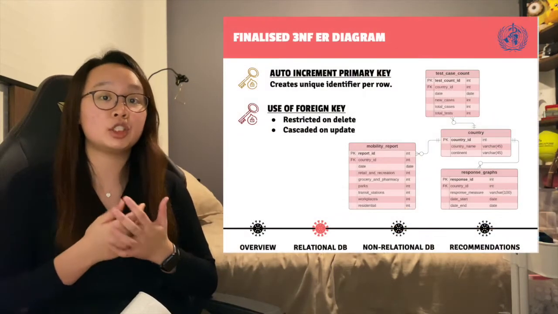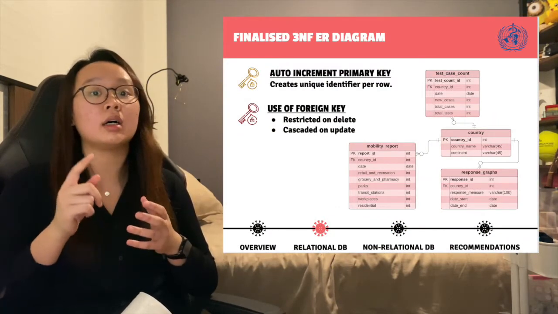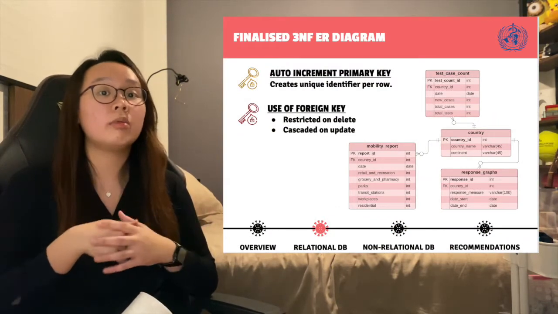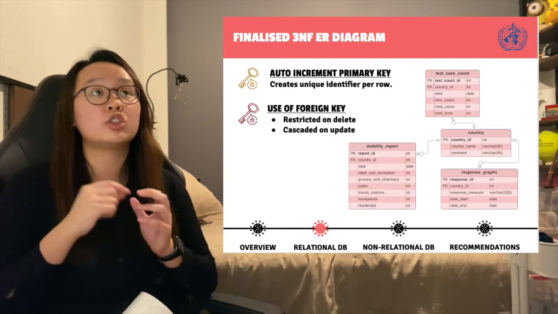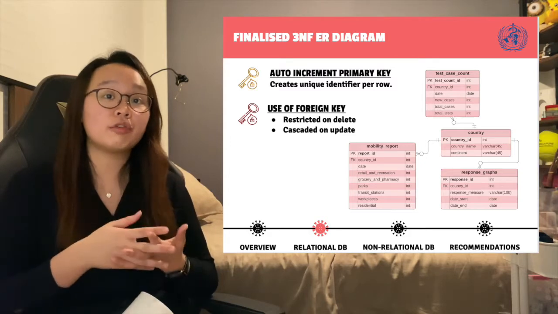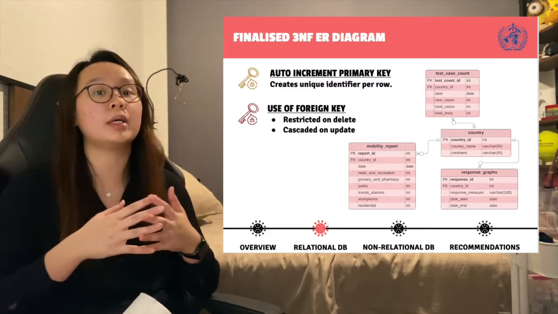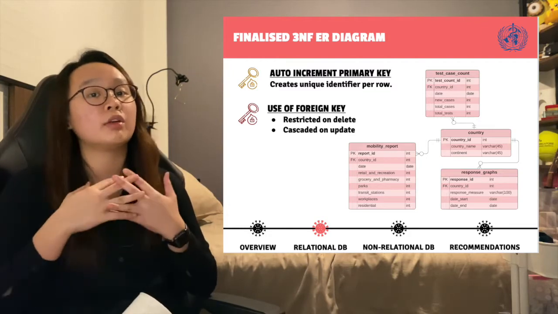Lastly, for relationships, a country record can have 0 to many records in the mobility report, while a mobility report record can only be traced to 1 and only 1 country. That is the same for the other 2 tables. After confirming that there were no transitive dependencies, we concluded that our ER diagram has attained normal form and is now ready for queries.